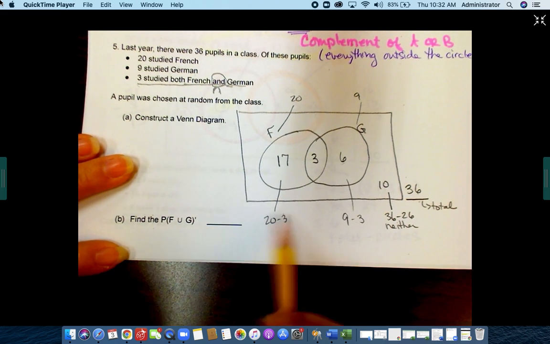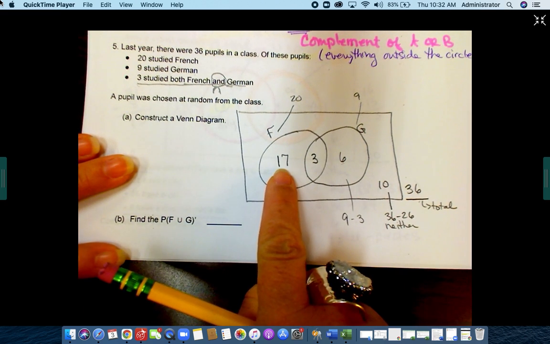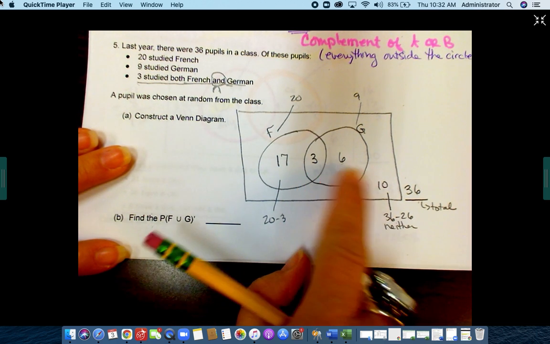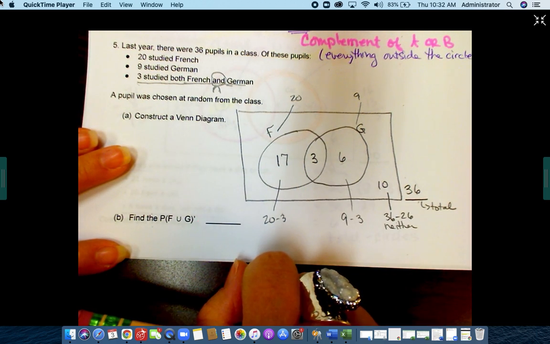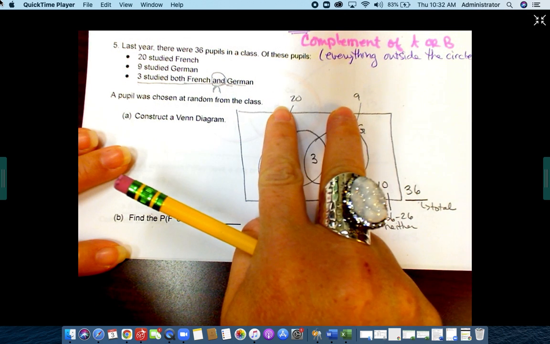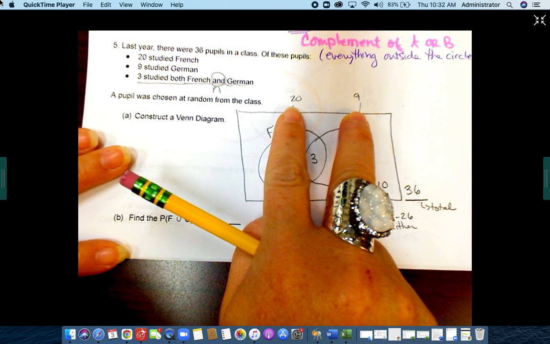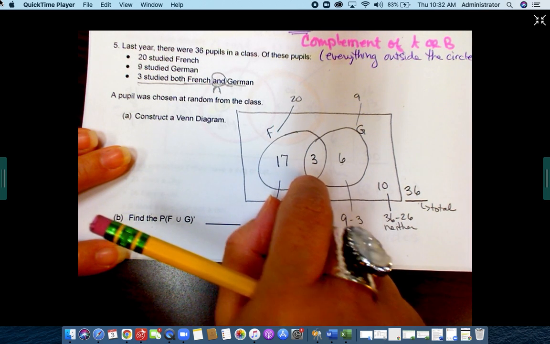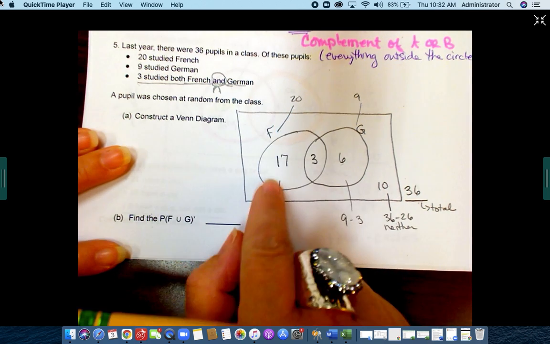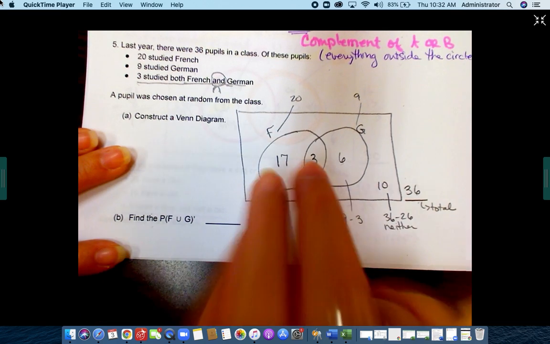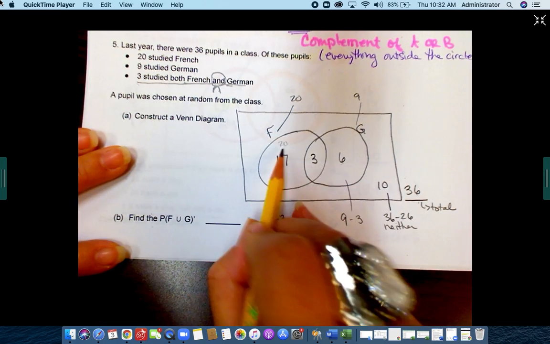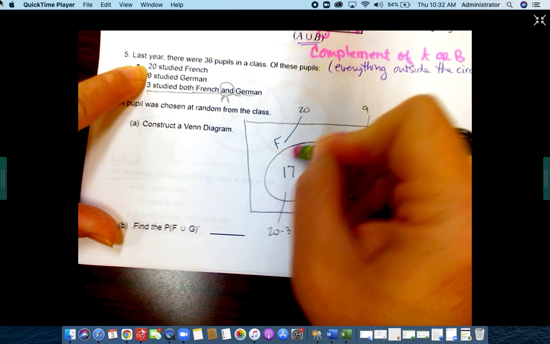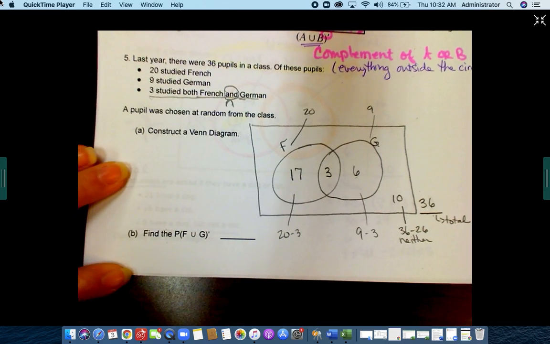So now do all these add up? Yes. 17 plus 3 is 20, plus 6 is 26. 26 plus 10 makes 36. So that should make sense. We should notice what would happen if we added the 20 plus 9 and this number, it just wouldn't make sense because you can't put 20 here and 3 here. If you were to put 20 here, then 23 would be taking French. But it says that only 20 take French. So that would not make sense. Be careful and read it carefully.